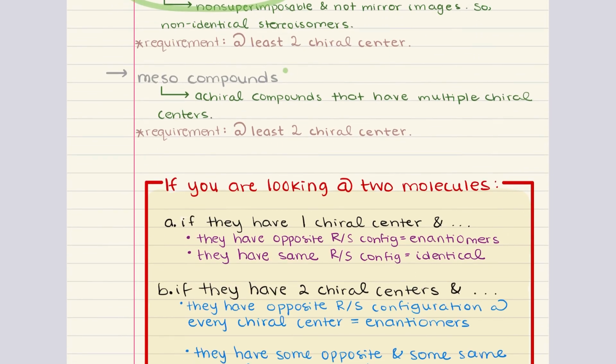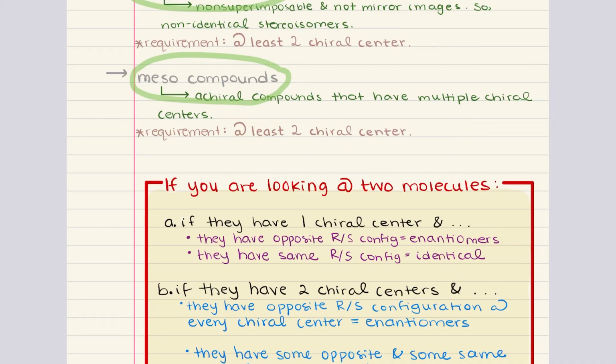Finally, I also want to discuss meso compounds. This is a special class of molecules. They are achiral compounds that contain multiple chiral centers but have an internal plane of symmetry. This symmetry makes the molecule superimposable on its mirror image despite having chiral centers.